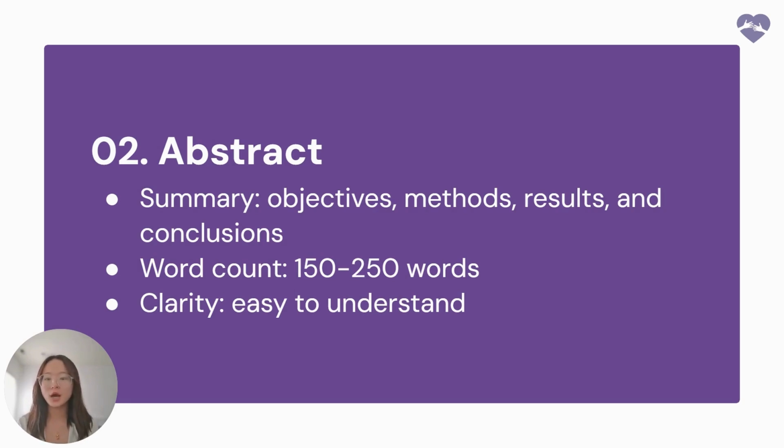Next, keep an eye on your word count. Aim for 150 to 250 words, which forces you to be concise and make sure that each sentence adds value. An overly detailed or too short abstract can misrepresent your work, so you want to strike a balance.